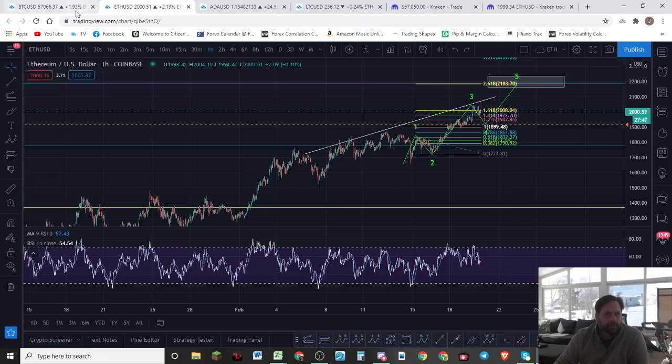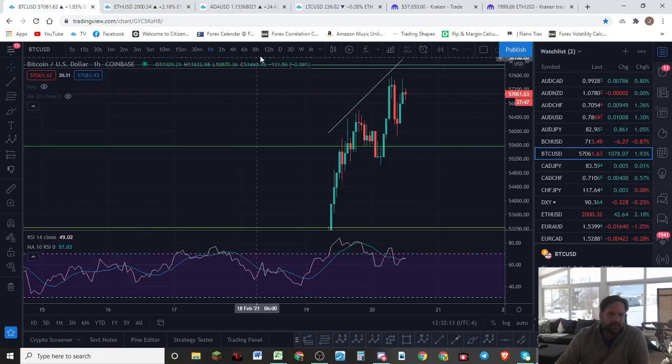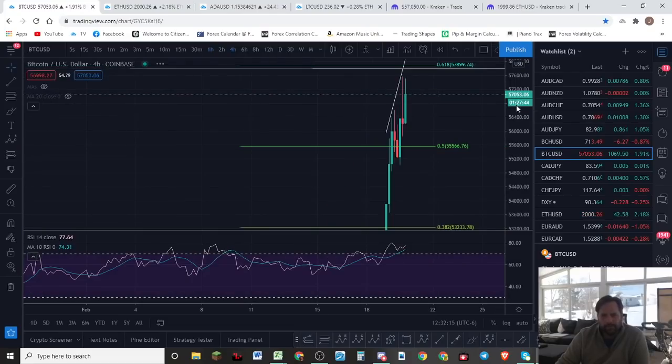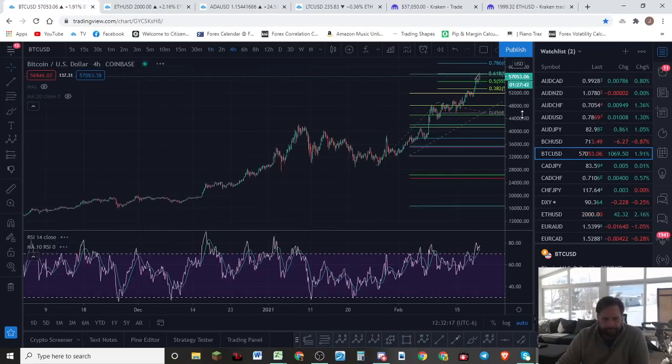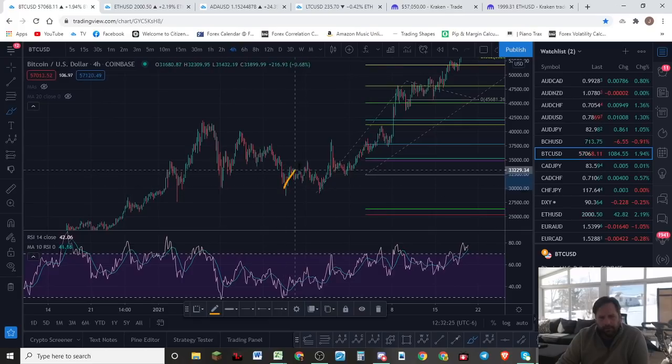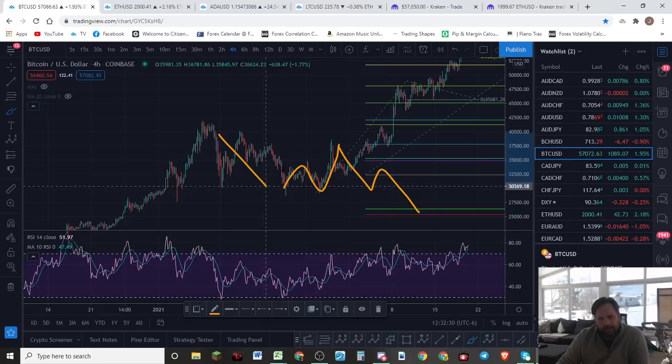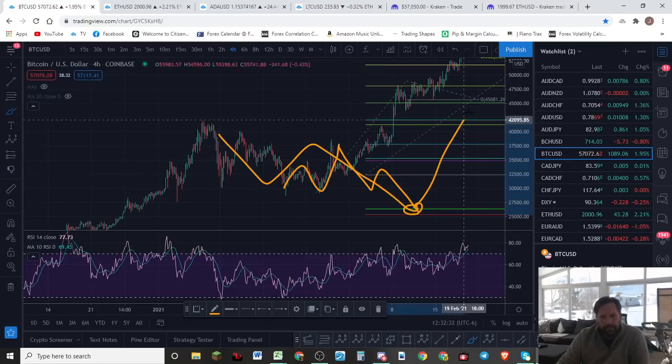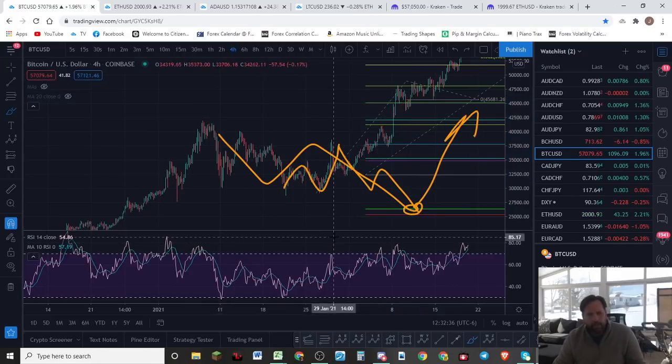All right, let's look at Bitcoin as well, see what kind of counts we can have in Bitcoin. Now with Bitcoin, we never did get that third move that we were looking for. The market does what it wants to do. I was looking at this as a 3-wave there, and I was looking for another 3-wave to the downside for something like this before we got the up move. But it went ahead and went up before that, so we understood that.